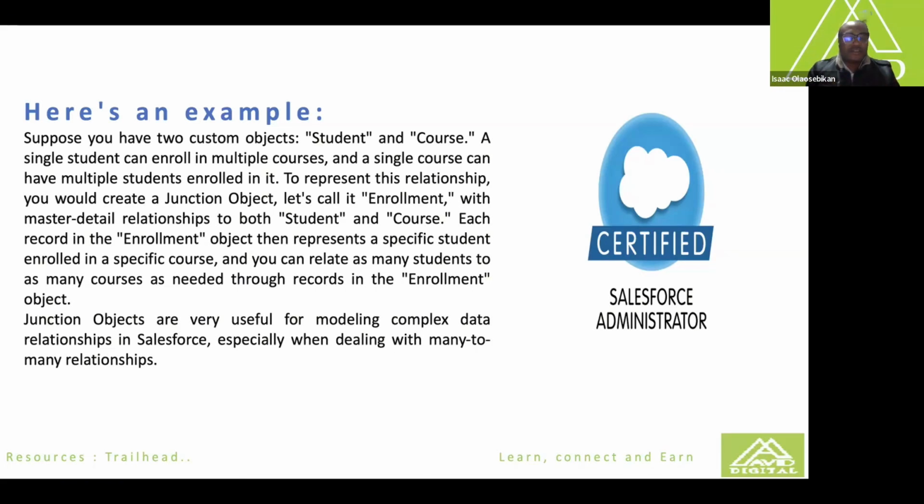The object can represent a specific student enrolled in a specific course. You can as well relate as many students to as many courses needed through records in the enrollment object. Junction objects are very useful for modeling complex data relationships in Salesforce, especially when dealing with what? Many-to-many relationships.